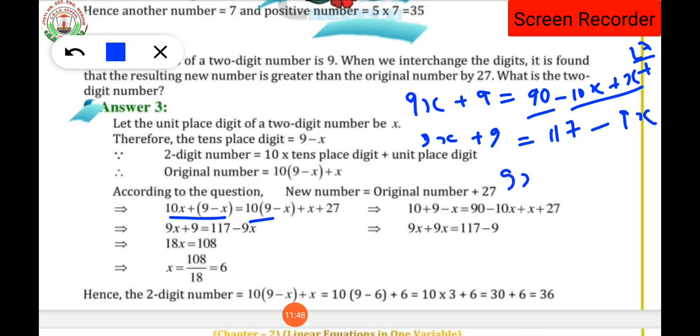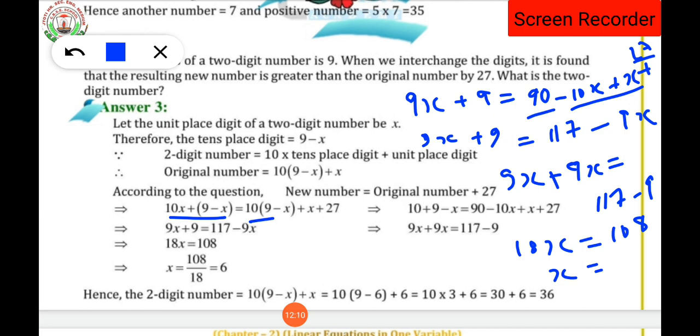Taking one side to the x term, we will get 9x plus 9x is equal to 117 minus 9. So 9x plus 9x will become 18x is equal to 117 minus 9, which will become 108. Now x is equal to 108 divided by 18. So we will get the answer as 6.